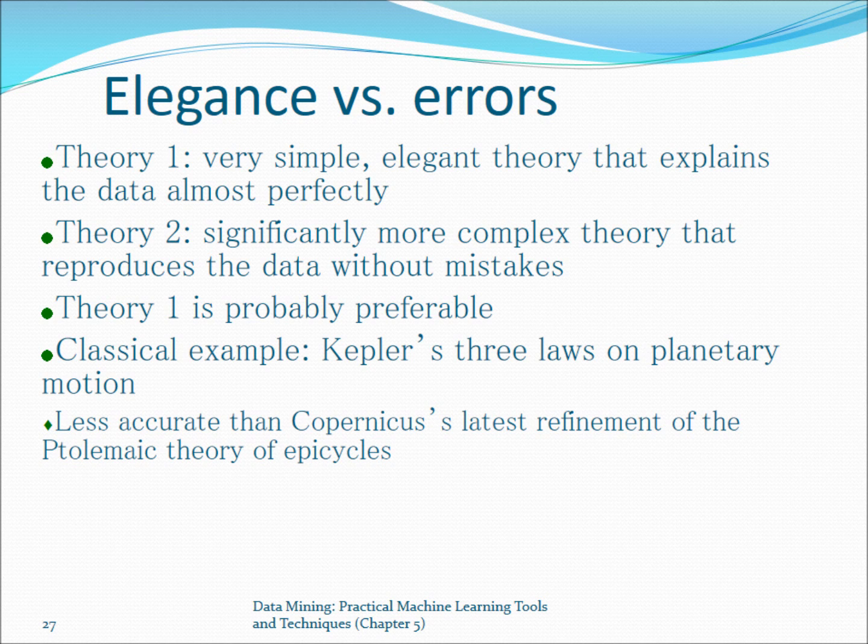A classical example is this. If you look at Copernicus, how do you say Copernicus? Right? Close. Sorry. I know the Chinese word. When you have that one, then you cannot ever speak it right. And the latest refinement of Ptolemaic theory of epicycles, that's too complex. And Kepler made the 3 laws really elegant, but with a little more error. That's fine.